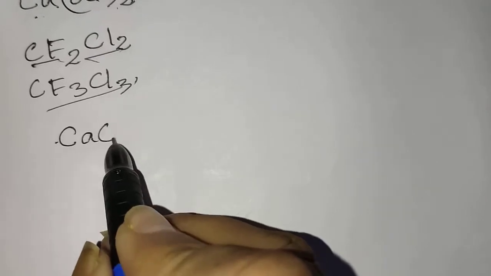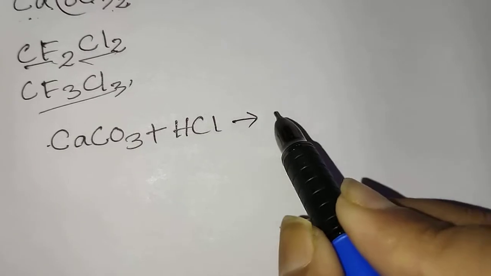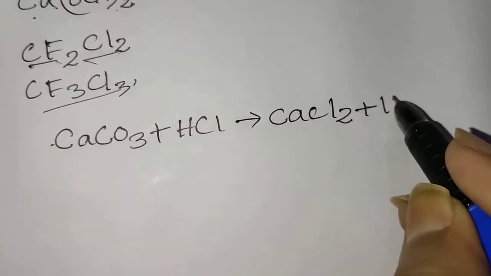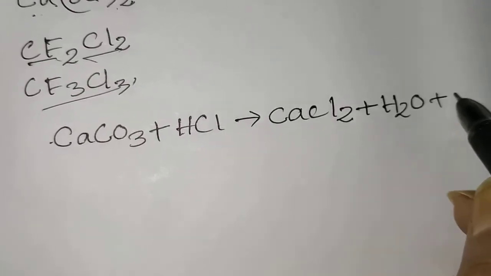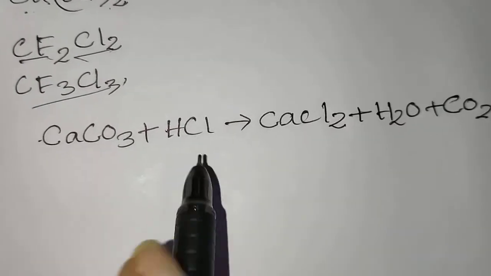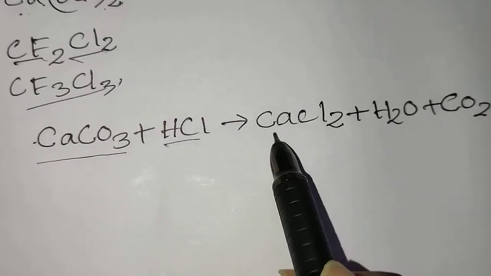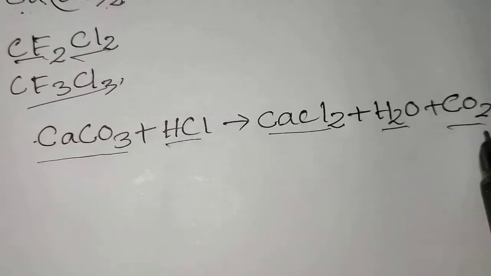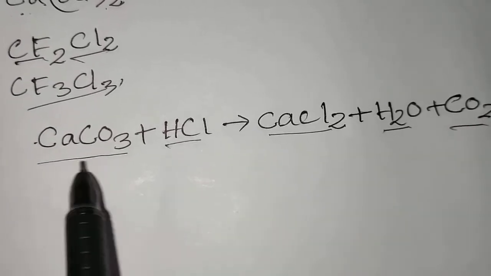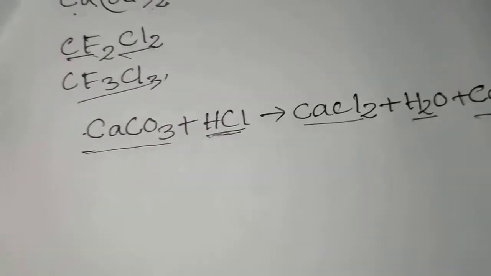Calcium carbonate CaCO3 plus HCl gives CaCl2 plus H2O plus CO2. Remember the property of acids: whenever an acid reacts with metal carbonates or hydrogen carbonates, it forms salt, water and carbon dioxide. This carbon dioxide gas turns lime water milky. So the option will be this one, HCl.